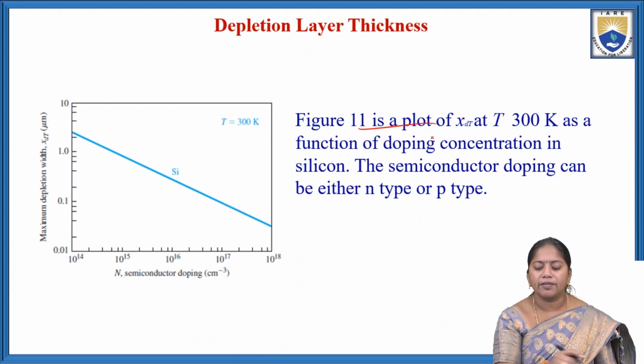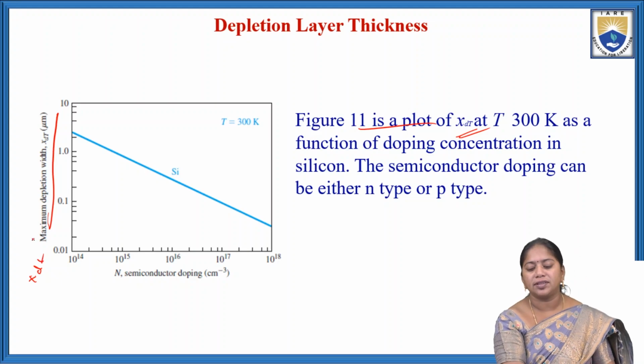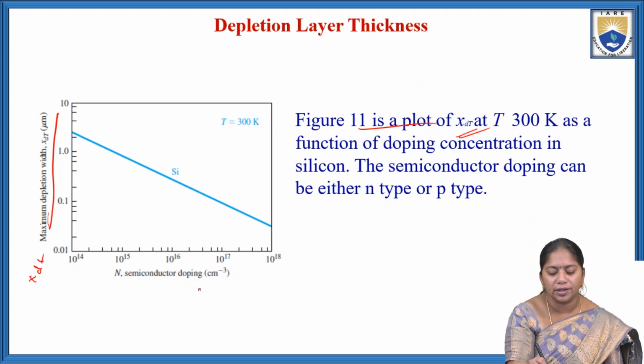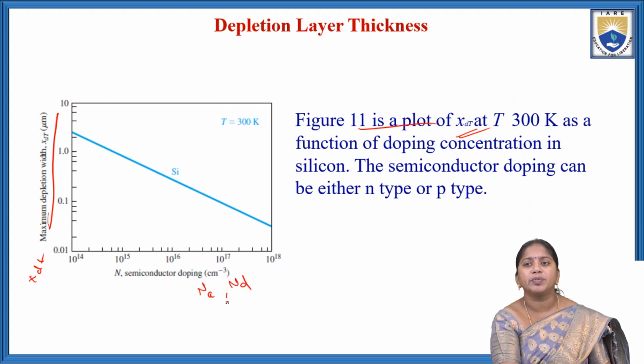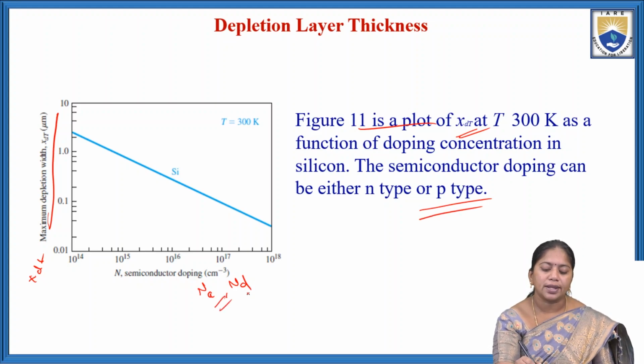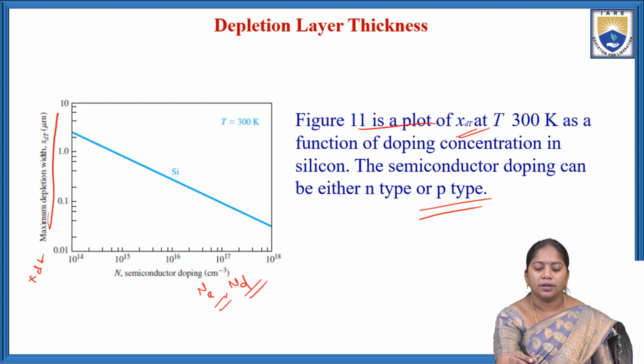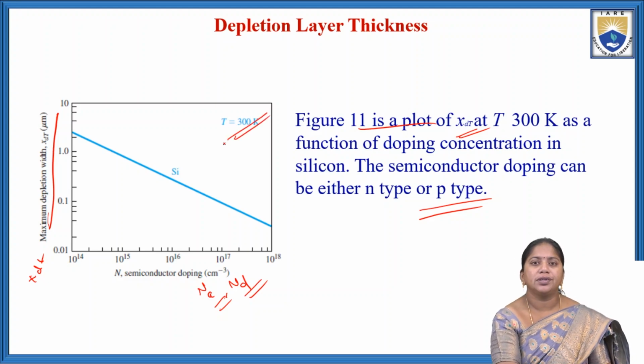Figure 11 shows the plot of x dT, the maximum space charge width or maximum depletion width, as a function of the doping concentration, either Na or Nd, depending upon the polarity of the semiconductor. The semiconductor doping can be either n-type or p-type. For p-type it is Na and for n-type it is Nd. This plot is drawn at room temperature, T equal to 300 K. So it is a linear variation.